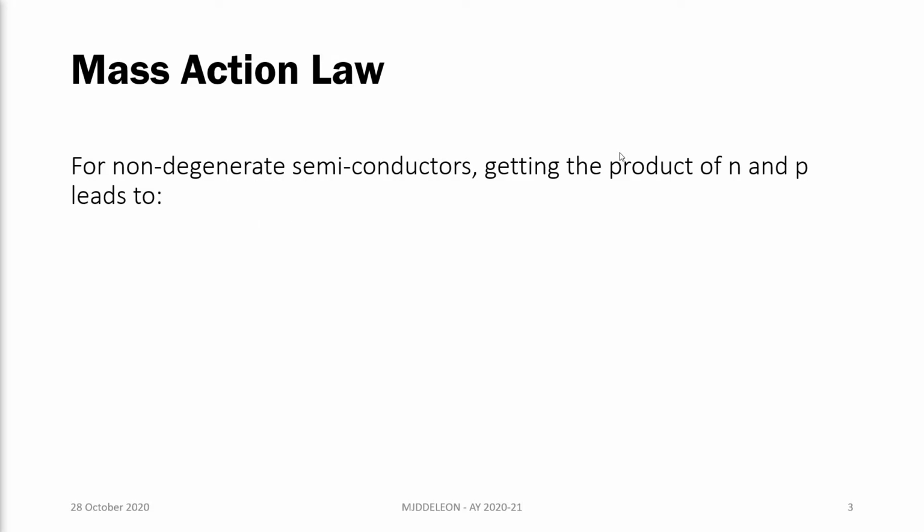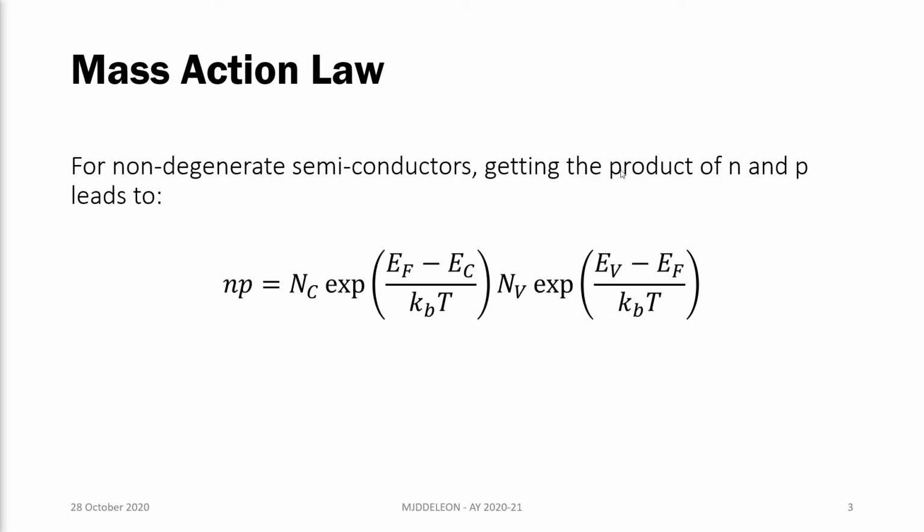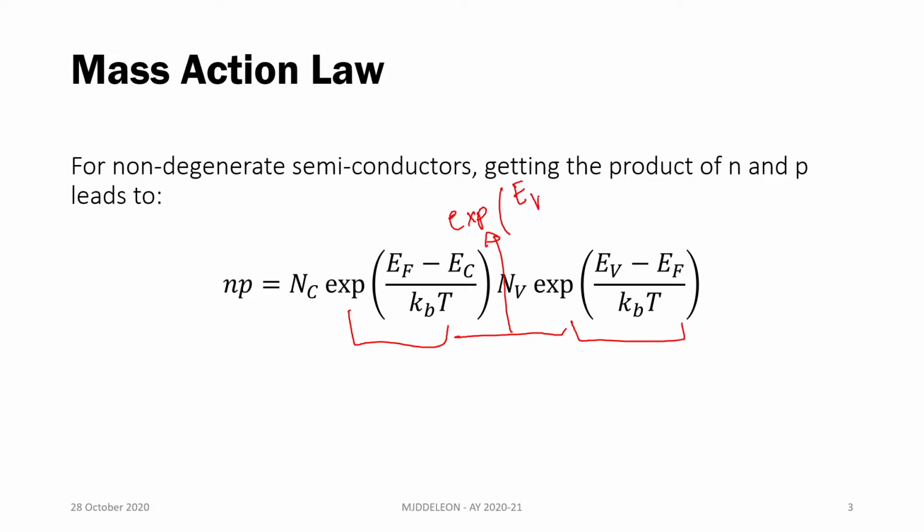So what the mass action law tells us is that for non-degenerate semiconductors, getting the product of n and p would lead to this relation. n times p will be equal to Nc exponential of (EF minus EC) over kBT and Nv exponential of (EV minus EF) over kBT. If you combine the two exponentials, so let me bring up my pen here, if you combine exponential of EF minus EC and exponential of EV minus EF, we will have exponential of EV minus EC over kBT.